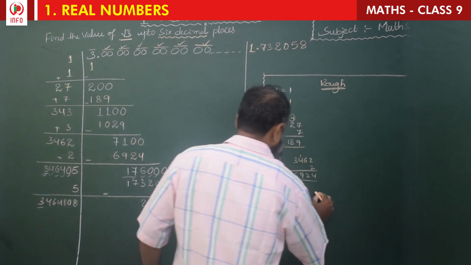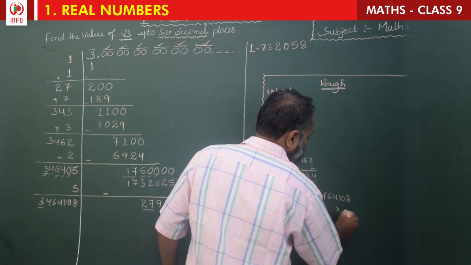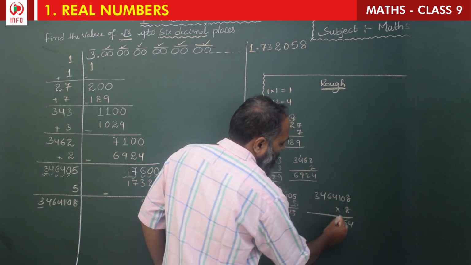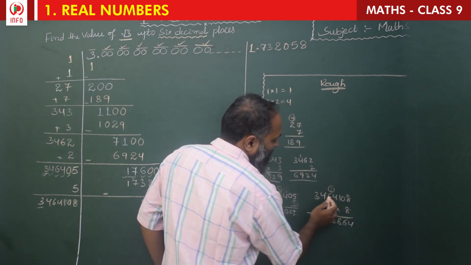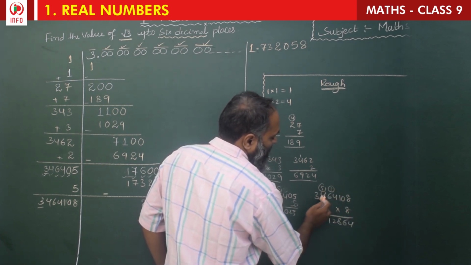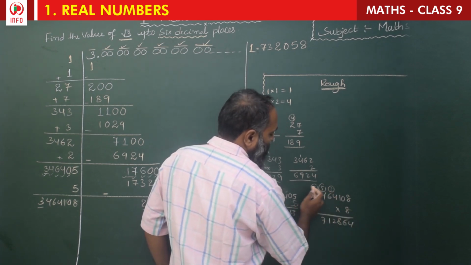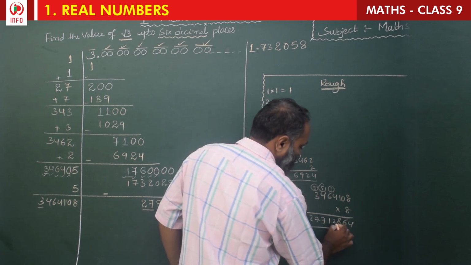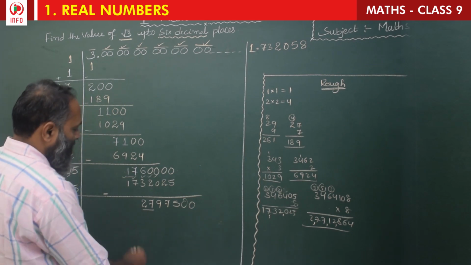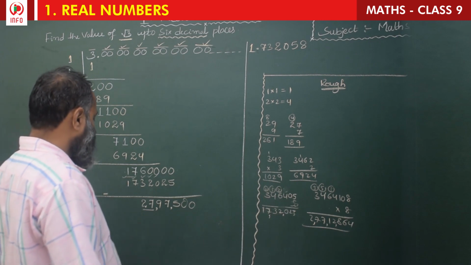34,64,108 into 8. 8 8s are 64, 8 1s are 8, 8 4s are 32, 3, 8 6s are 48, 49, 50, 51. 8 4s are 32, 37, 3, 8 3s are 24, 25, 26, 27. That is 2 crores 77 lakhs. So it is more than this.